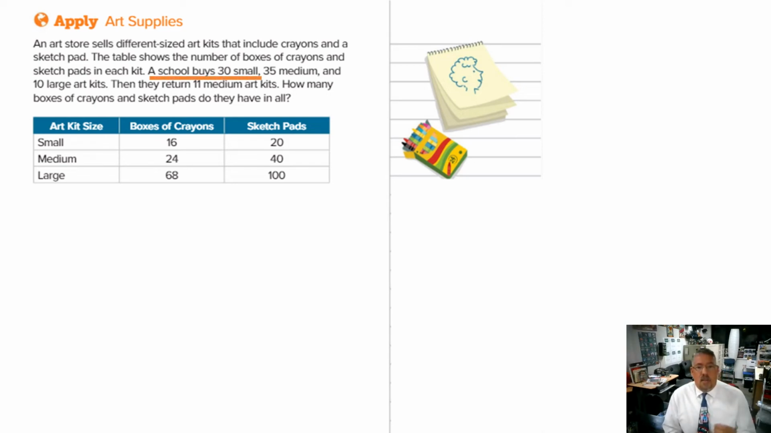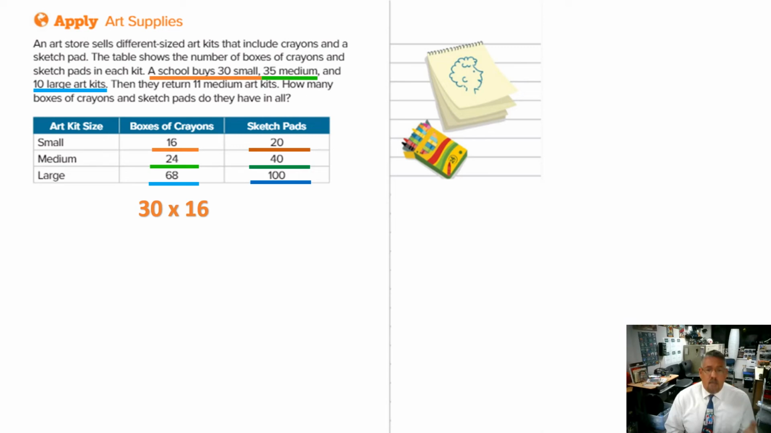So as I'm looking at it, I see that I have 30 in the small, and that tells me that there are 16 crayons and 20 sketch pads. All right. I'm buying 35 mediums, and there are 24 crayons and 40 sketch pads. And I'm buying 10 largest, and that's 68 crayons and 100 sketch pads. All right, so let's start with the school buys 30 small. So 30 small, I have 30 times the 16, right? I bought 30 and there were 16 crayons inside. And then on the medium, it says I bought 35 and there are 24 of each. However, it then says, well, actually, I'm going to return 11 of those.